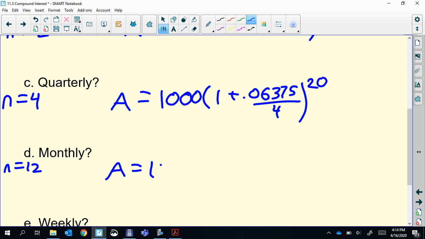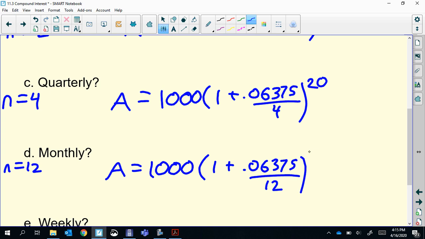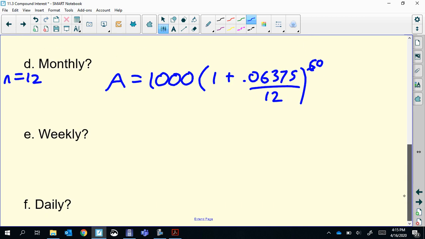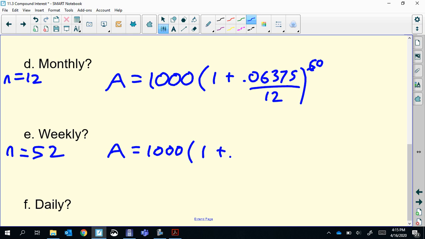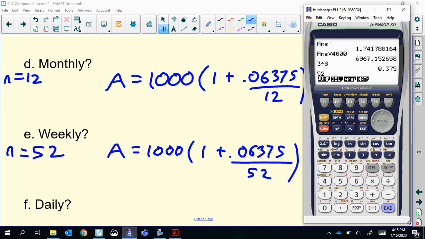Monthly, same. Over N, so over 12, to the power of 12 times 5 years. 12 times 5 is 60. Weekly, that's 52, and then to the power of 52 times 5. So that's N times T. That's 260.